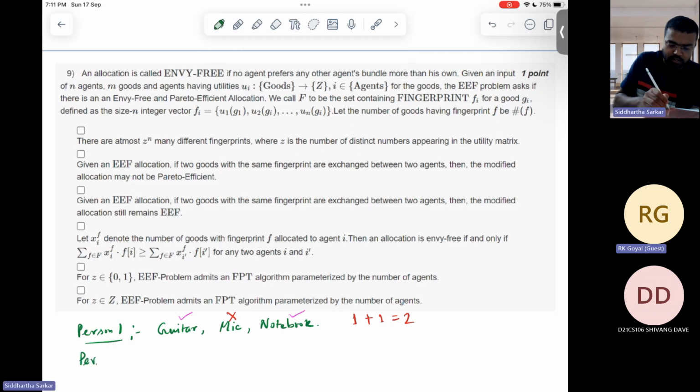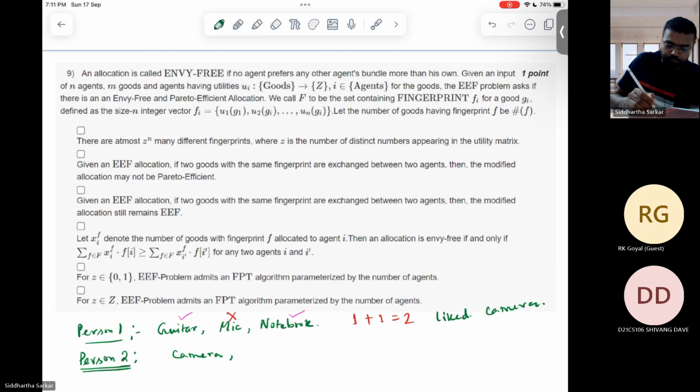Let us say there is a person 2, and person 1 also liked the camera. So let us say person 2 has received a camera, a guitar, and a mic. And he likes all these items. So his utility is 3.